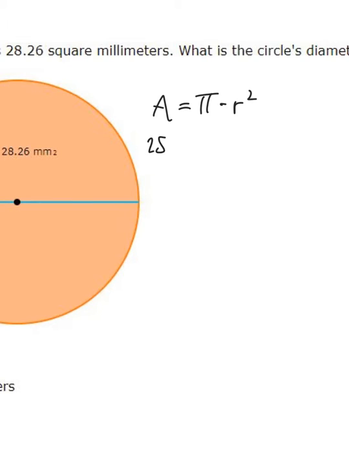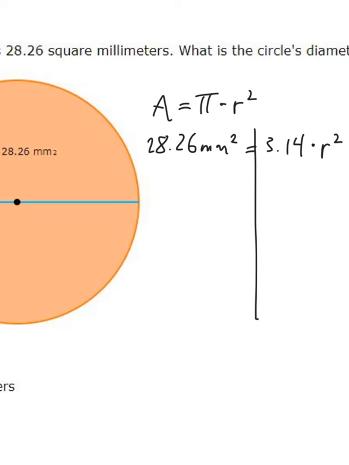So let me write 28.26, and I'm going to use the abbreviation for millimeters, square millimeters. And I'm going to use 3.14 for pi, and I'm going to leave the r squared because I don't know what radius is yet. Alright, I'm going to try and get the radius all by itself.